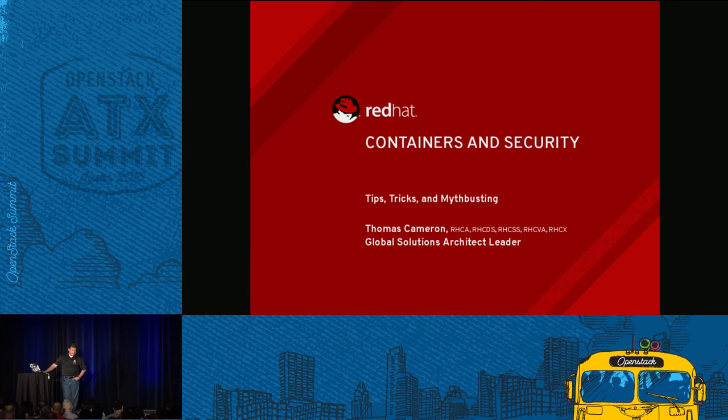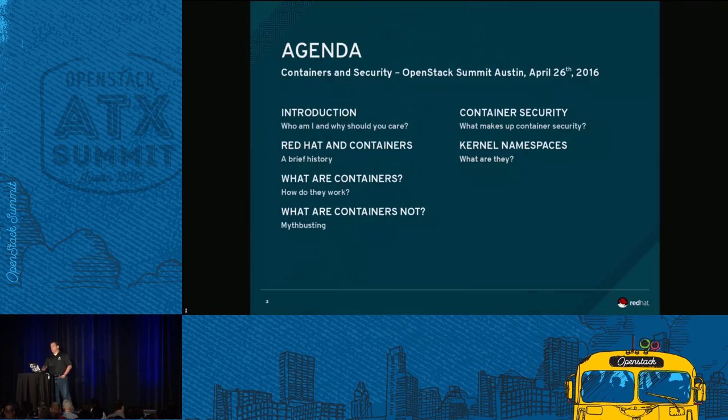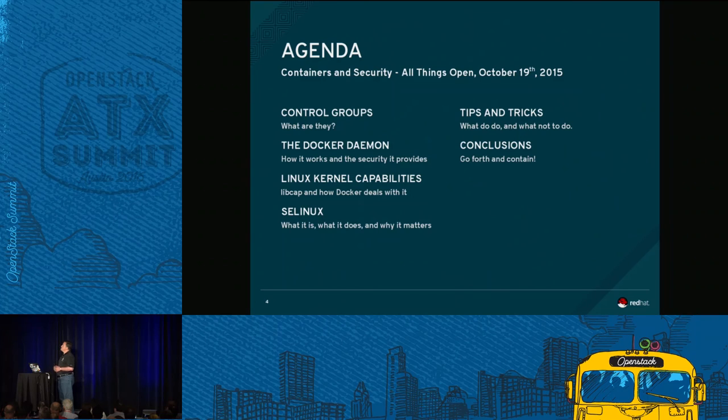We've got 40 minutes together, and so we're not going to be able to dive terribly deeply into containers and security. But what I really want to do is talk a little bit about who I am, a little bit about what Red Hat has been doing with containers in general in the industry, what are they, how do they work, what containers are not, and then talk about the components that make up container security, including kernel namespaces, control groups, the Docker daemon and how it works and how to secure it, Linux kernel capabilities, SE Linux, one of my favorite topics, and some tips and tricks and some general conclusions.